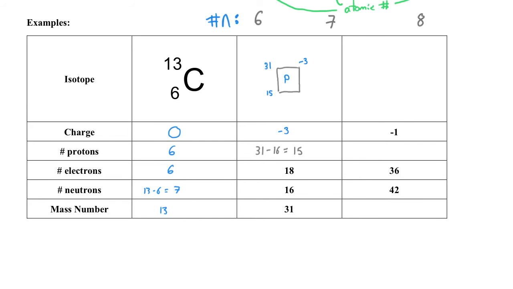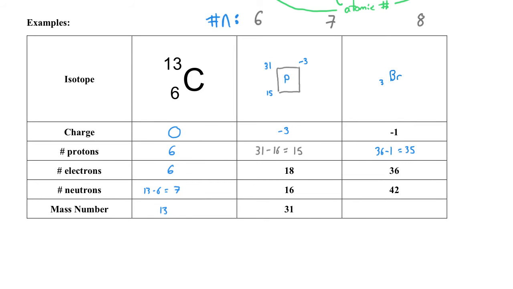Now let's try the last column. Here we can start by figuring out the number of protons. Since we know the charge, we know that there is 1 more electron than there are protons. We know there are 36 electrons, so there must be 35 protons. If our atomic number is 35, that means we're dealing with the element bromine.